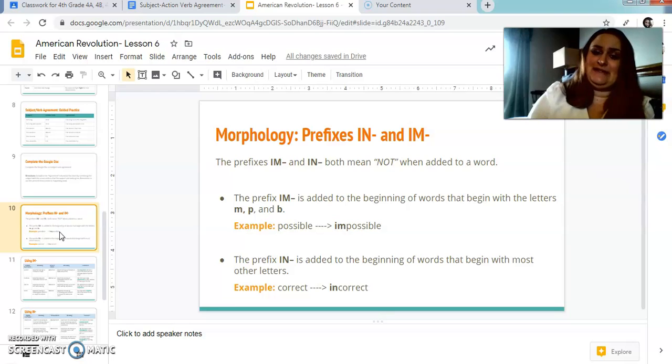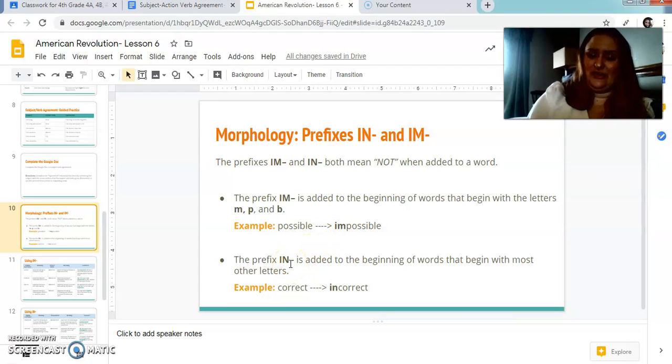Morphology, we're just going to talk about today the prefixes in and im. They literally mean the exact same thing when they're added to the beginning of a word. They mean not. The only reason that you pick im instead of in is because of the spelling of the word. So the prefix im is added to the beginning of words with the letters m, p, and b. So if we're saying possible, but we want to say it's not possible, we'd say impossible, I am possible, because it begins with a P.